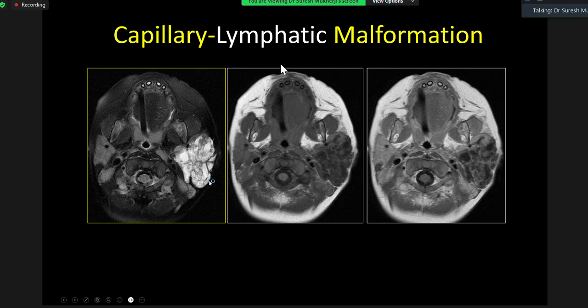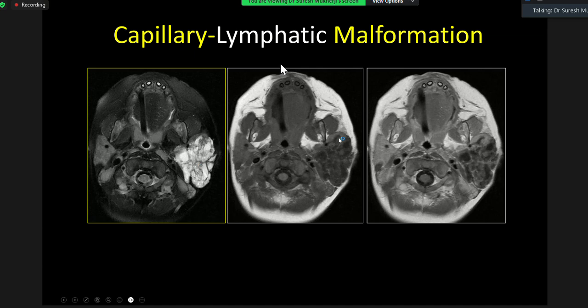But when you look at it, you can see the high T2 signal. You can actually see some septations, but what do you not see? You don't see any flow voids at all. So that makes a hemangioma very unlikely. But on the other hand, it makes a lymphatic malformation more likely because it has high T2 signal.